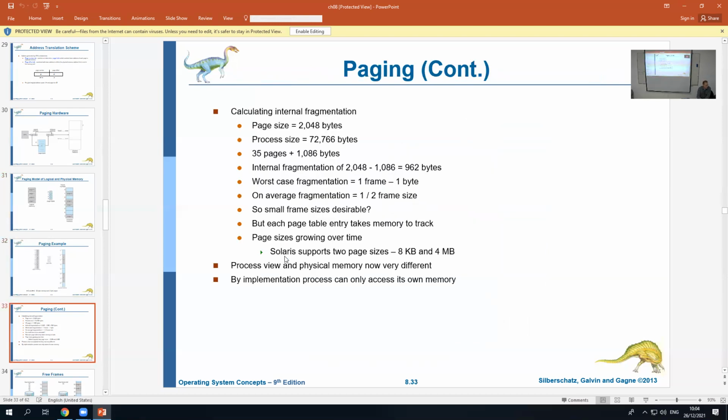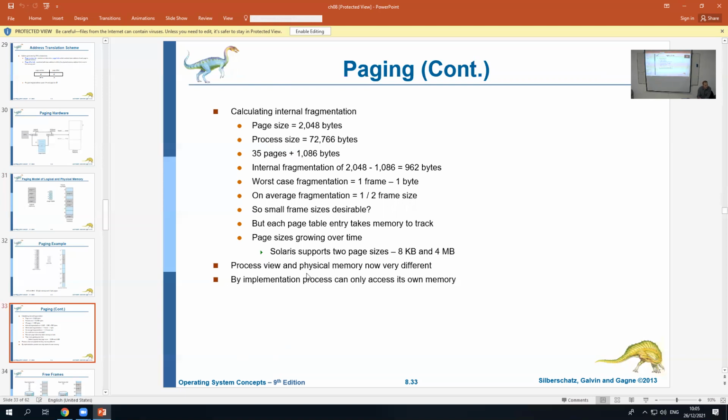Okay, page sizes grow over time. This is from 2013, but Solaris supports 2 page sizes, either 8 kilobytes or 4 megabytes. That's quite large. How do you know the page size on your computer? I don't know, good question. You could probably just Google Windows 10 page size. It's not based on individual hardware, it's probably fixed in the operating system.